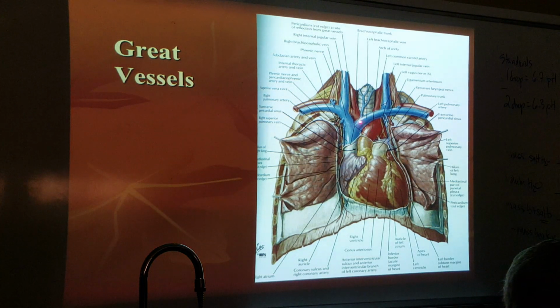And so we have the first of the 3 vessels coming off the arch. We have the brachiocephalic trunk. Your text tends to call it, well, here they call it brachiocephalic trunk. I think this is Netter though. It's the more proper term, really. A great big artery is often called a trunk. It gives rise to the right common carotid artery and the right subclavian artery.